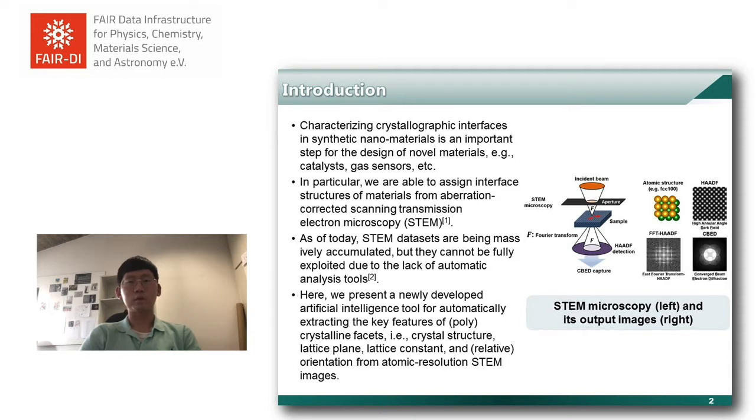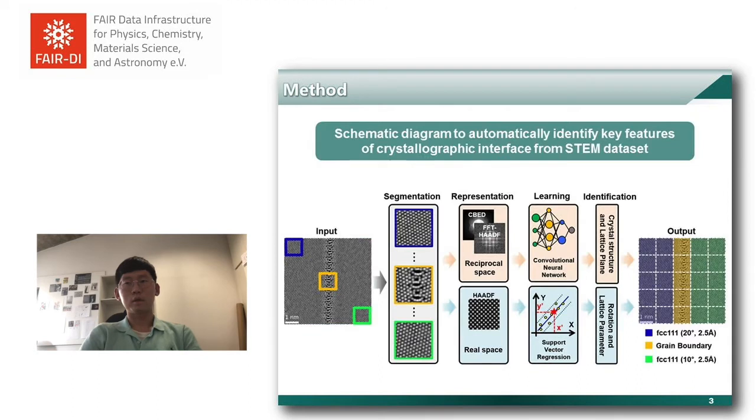So far, STEM datasets are being massively accumulated. However, we cannot fully exploit them. So we developed a new automatic analysis tool by using artificial intelligence. And I'm going to tell you how to automatically identify key features of crystallographic interfaces from STEM datasets.